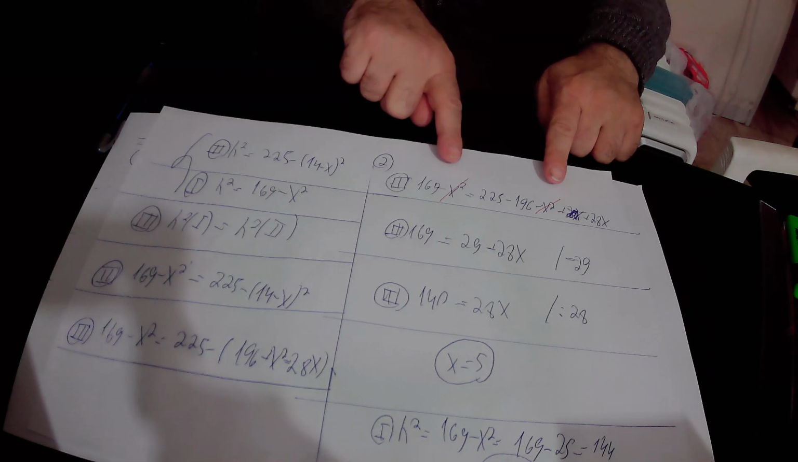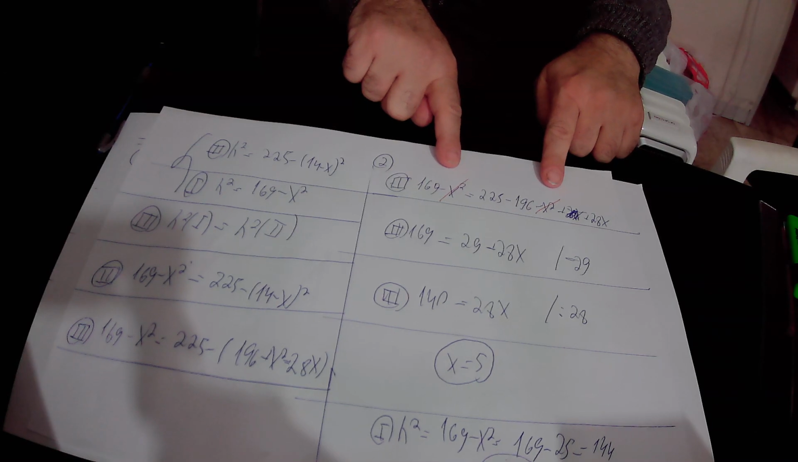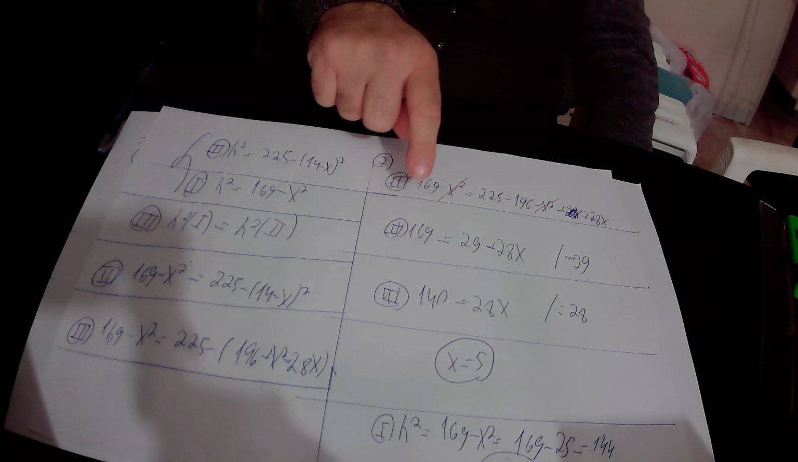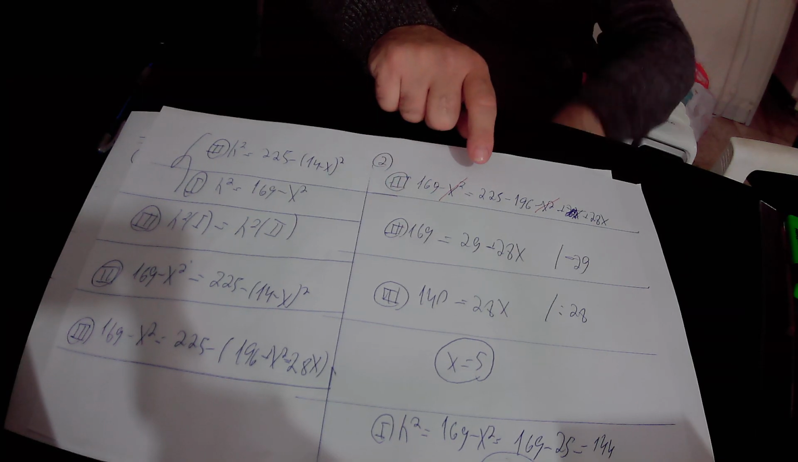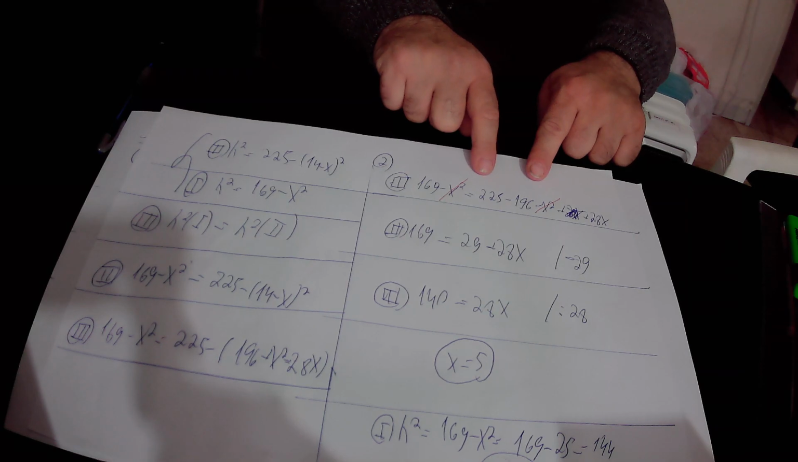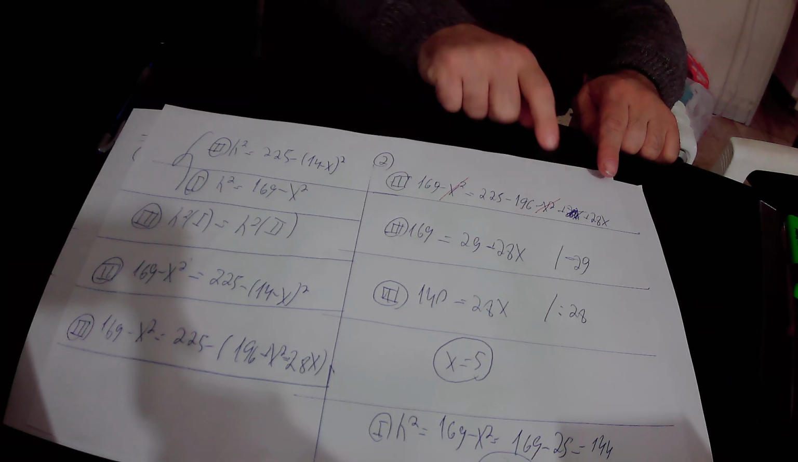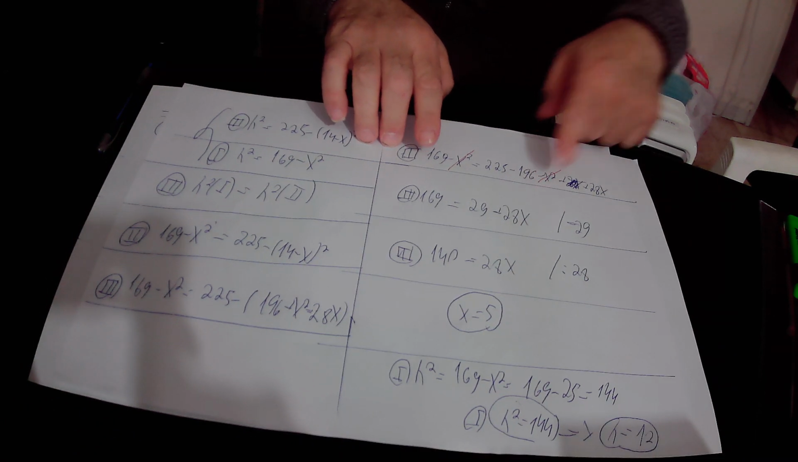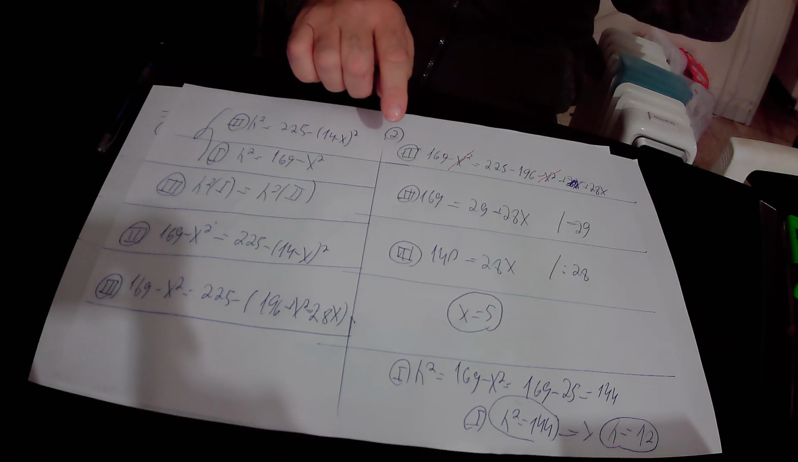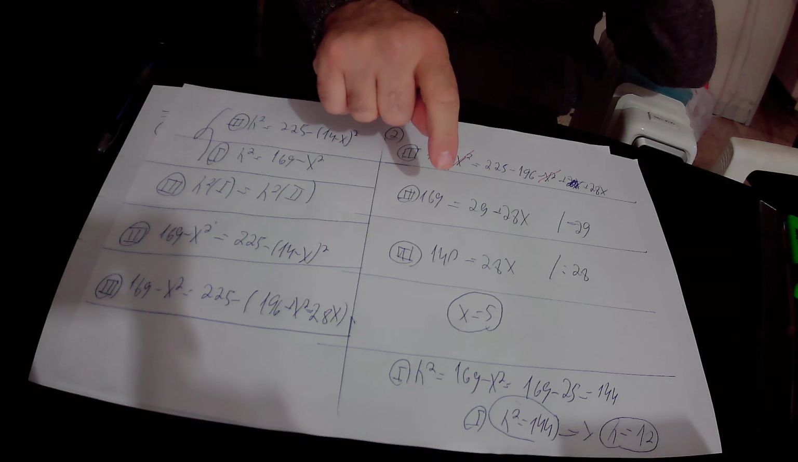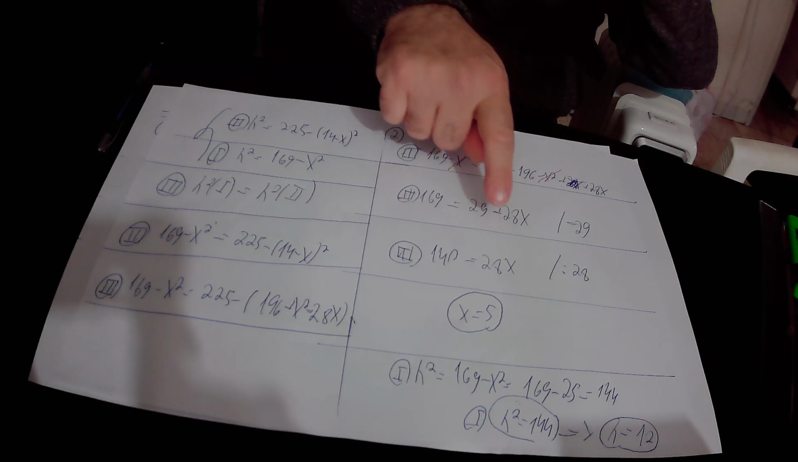So here we have minus x squared on both sides of the equation, so minus x squared will get cancelled. After we cancel minus x squared, on this side of the equation we are left with only 169. On the other side of the equation we have 225 minus 196 equals 29 plus 28x. Here we subtracted 29 from equation number 3, and found that according to equation number 3, 169 minus 29 is 140, that is equal to 28x.